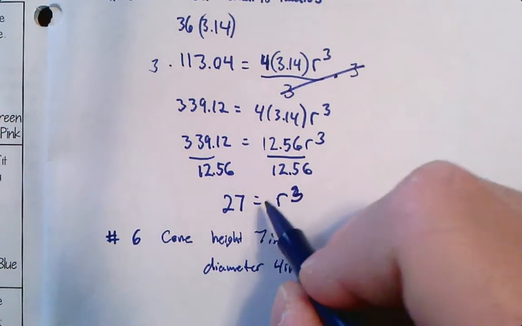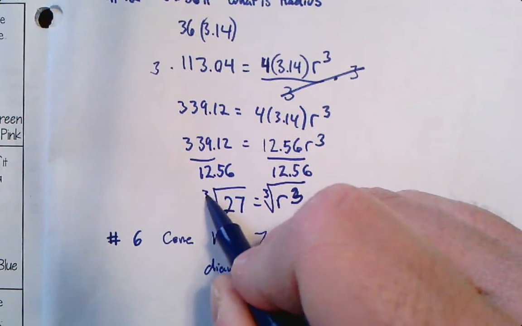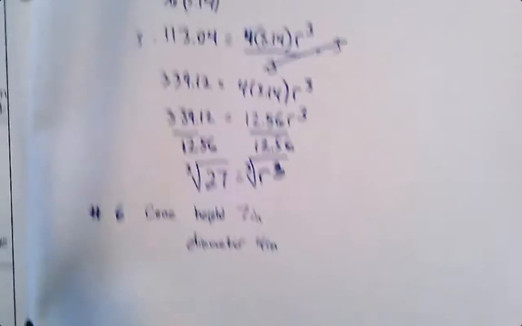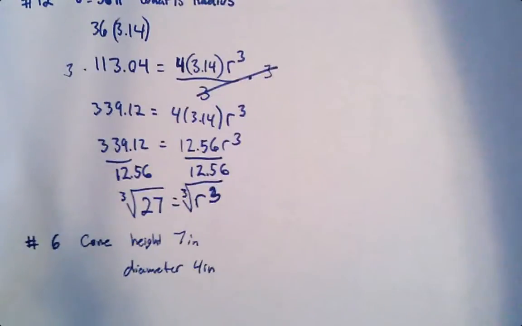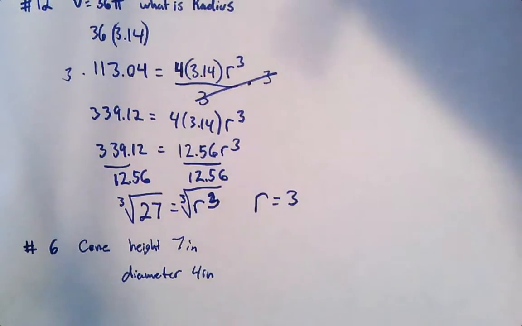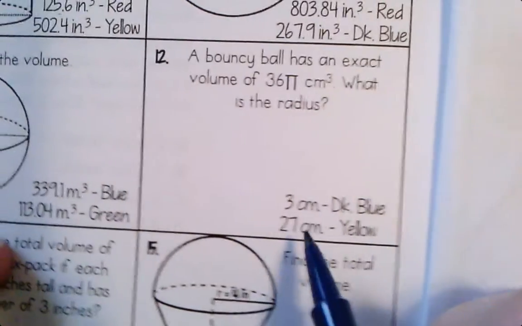So here goes. I need to think of a number that, when I cube root both sides, so a number times itself 3 times, is 27. So 9 times 9 times 9 is way too much. How about 3 times 3 times 3? Sounds good to me, because 3 times 3 is 9, times another 3 is 27. So your radius is 3. So you go over to number 12, you go to the Google Forms, you're going to click on 3.